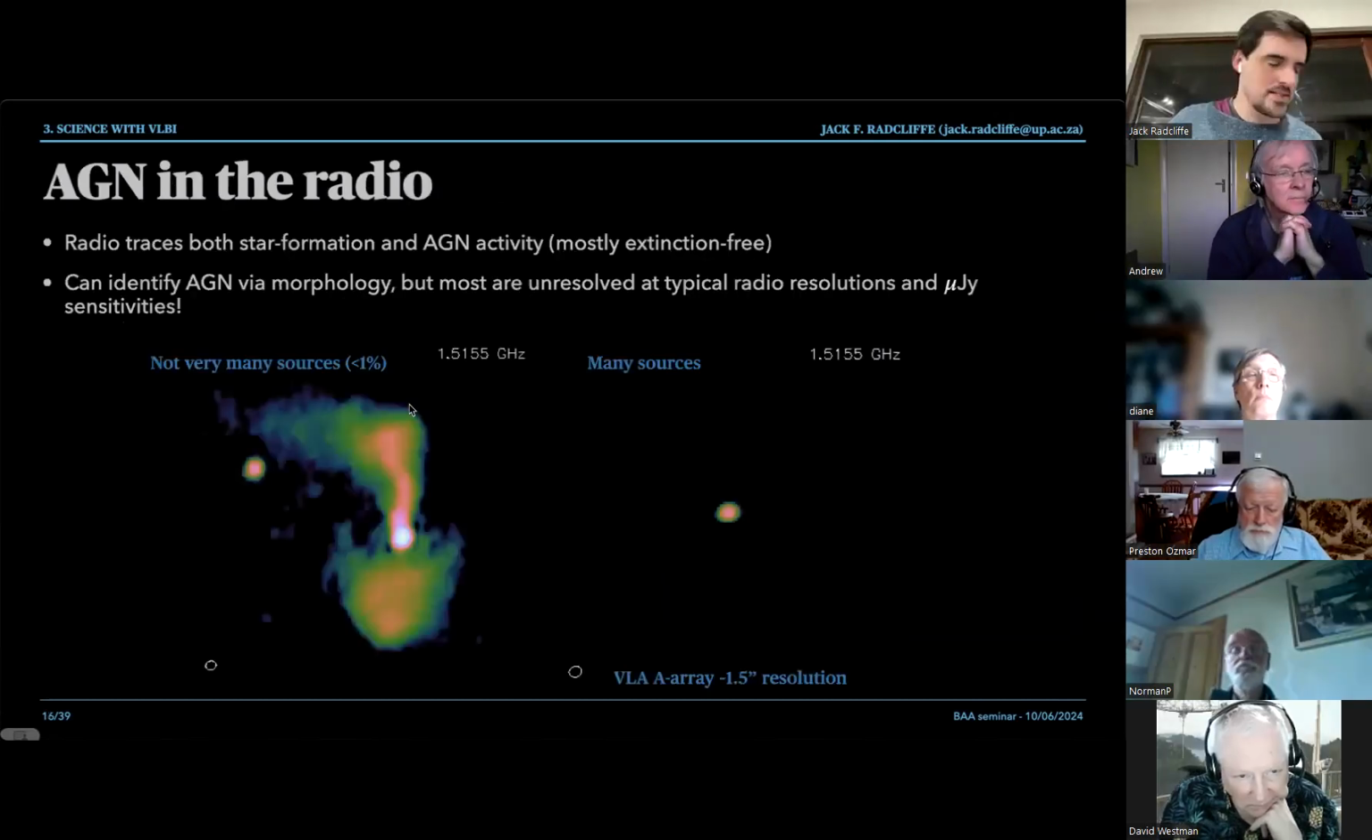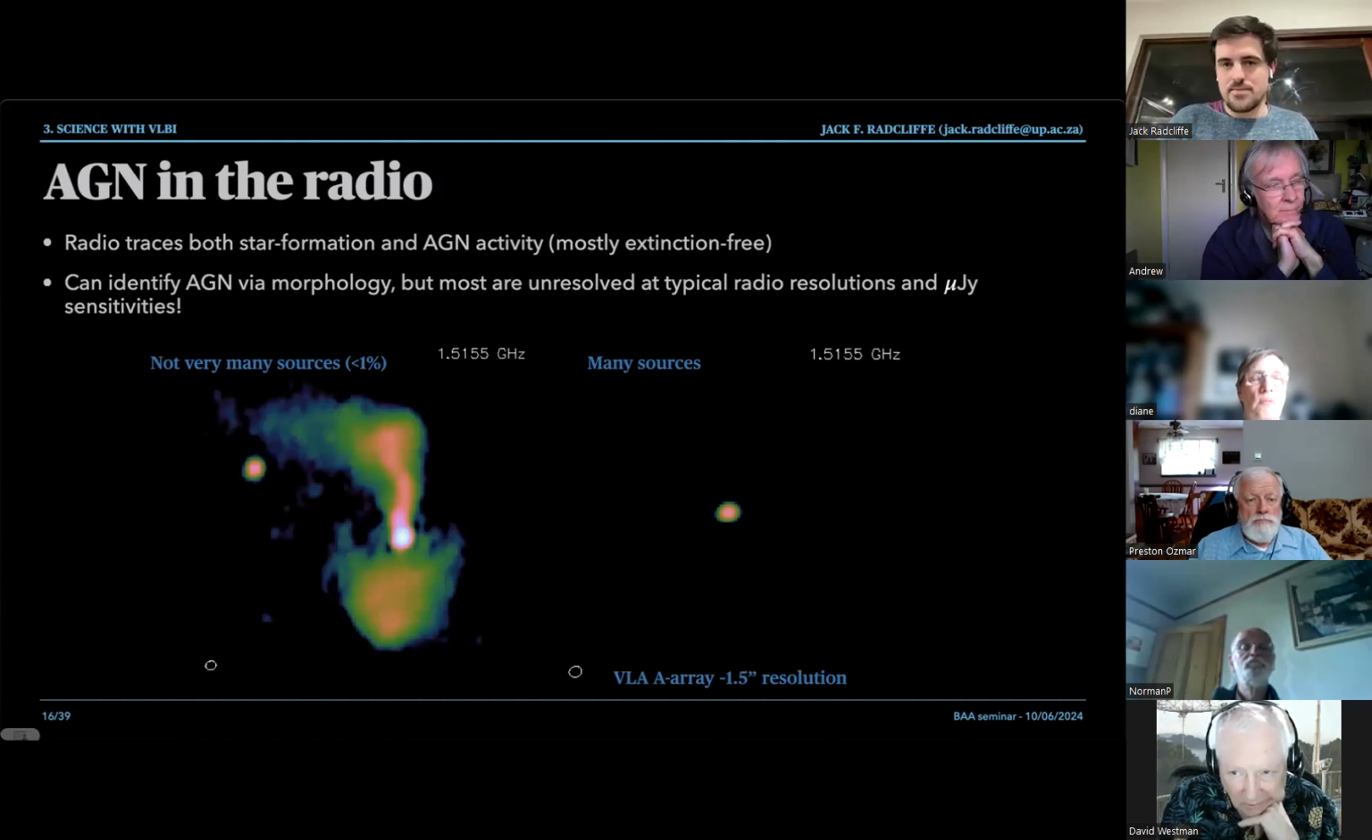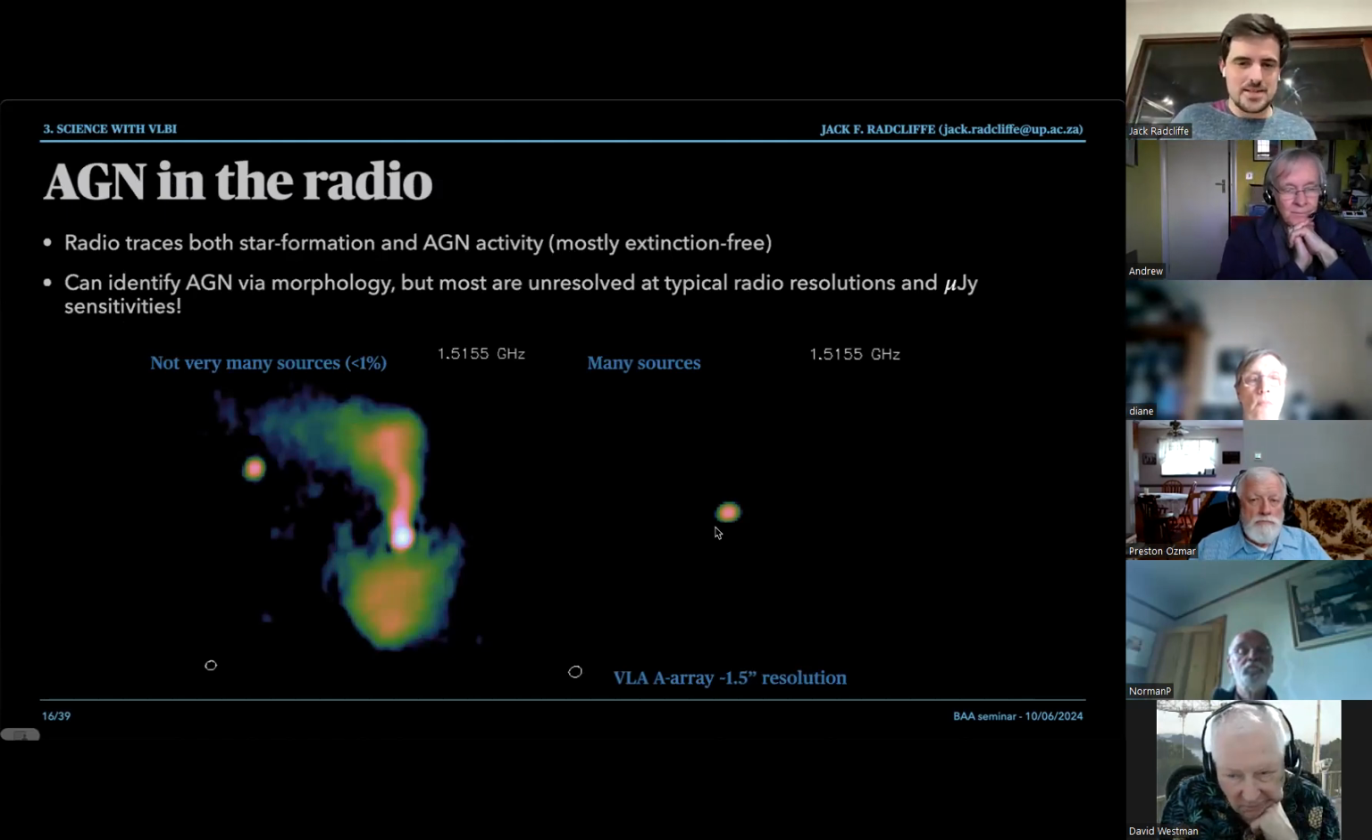And the advantage that we have with radio studies is that we can basically trace both stars being formed and AGN at the same time, and this is typically or mostly extinction-free. And of course, with radio, we can identify the AGN via morphology. So you can see here on the left-hand side, if you looked at this and said, okay, there's a jet coming out, this must be coming from a black hole, then that's fairly straightforward. But on the right-hand side, many of our sources that we look at with radio telescopes look like the one on the right. 99.9% of these objects look like the one on the right.